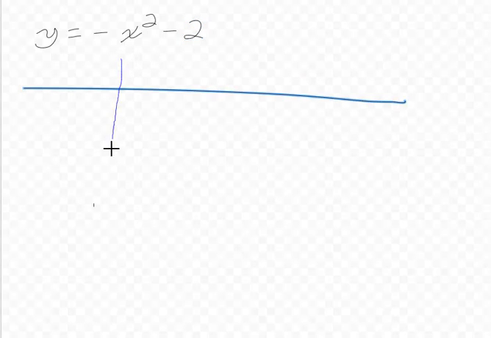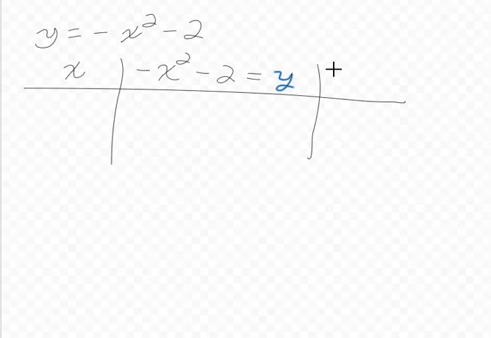Okay, so we're going to do number 4. And for number 4, I have y equals negative x squared minus 2. Okay, so we're going to do our input-output table. And we have our x values, we have our rule, negative x squared minus 2 equals y. And then we have our xy values, which form our ordered pair.